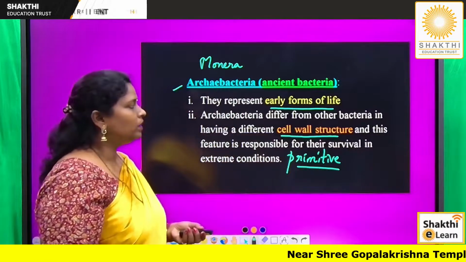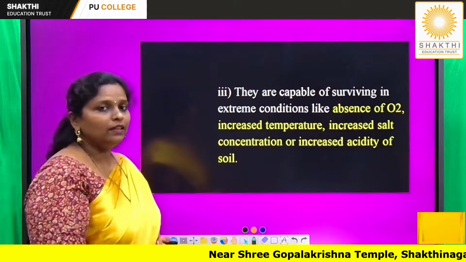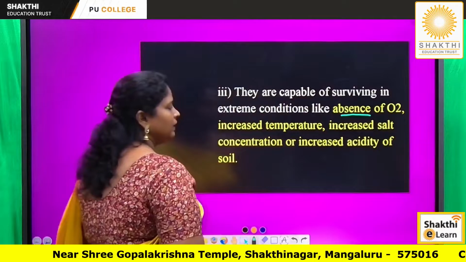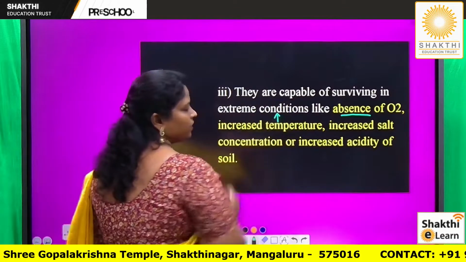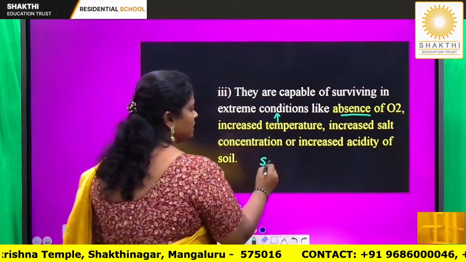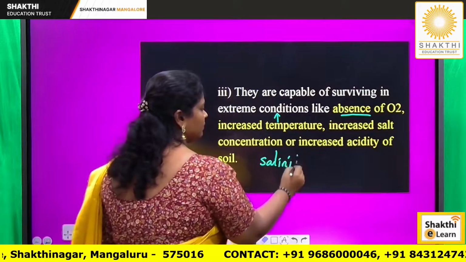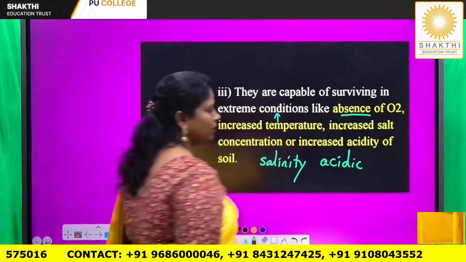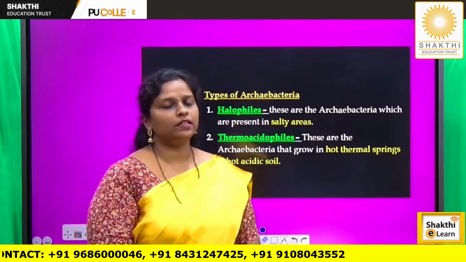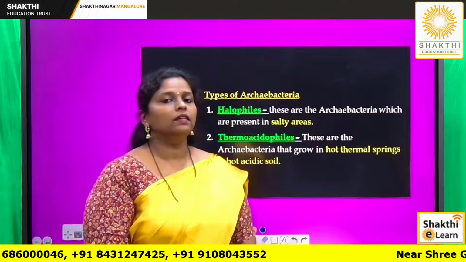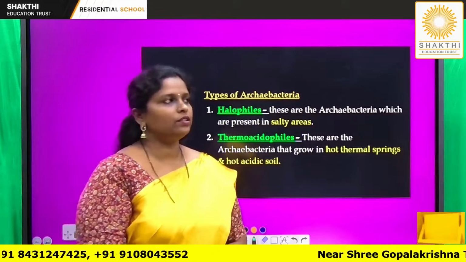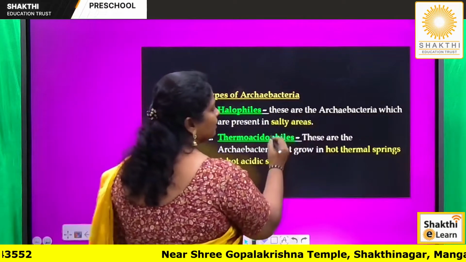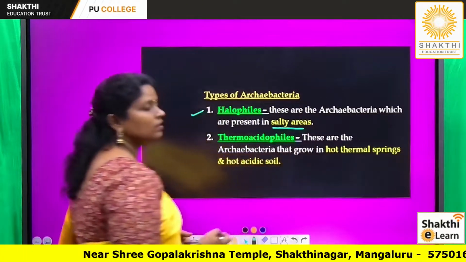Let us see what are the unique features which help them in surviving. One is they can survive even if oxygen is not there. They can survive increased temperature conditions. Increased salinity also can be tolerated, or increased acidic conditions of the soil can be tolerated. There are different types of Archaebacteria, and it is mainly depending on the tolerance to different conditions. One type is called halophiles. They can tolerate increased salinity conditions. So you will find these bacteria in salty regions.